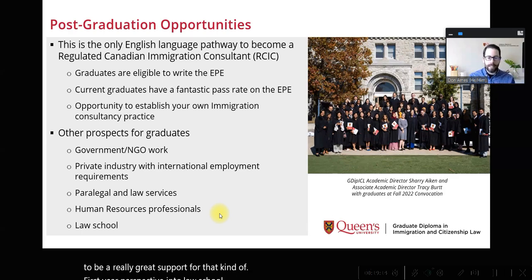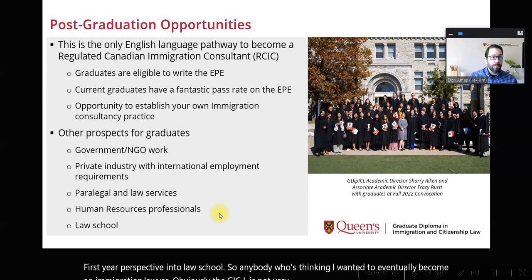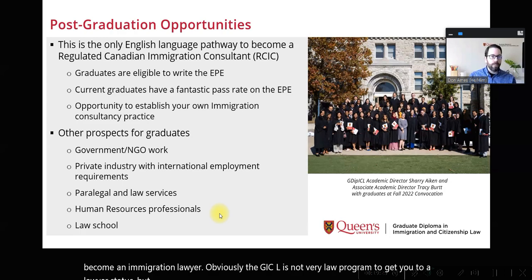So anybody who's thinking, I want to eventually become an immigration lawyer, obviously the GDIP ICL is not a law program to get you to lawyer status, but it is kind of that good precursor if you're thinking about getting into law school in the future.